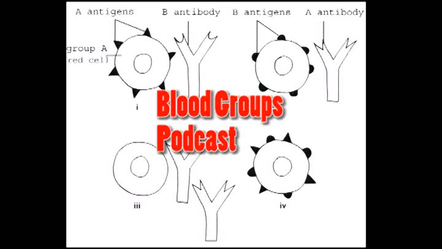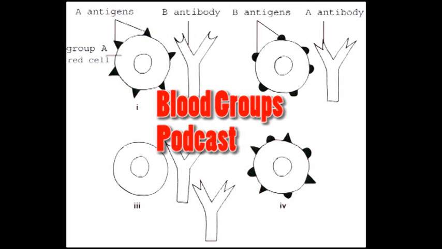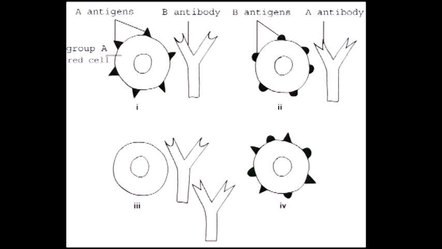In this podcast, we're going to be thinking about the ABO system of blood grouping, and we're also going to include the rhesus factor in that. Now, people can be blood group A, blood group B, or blood group AB, or blood group O. They're the four possibilities. So you're going to be A, B, AB, or O.